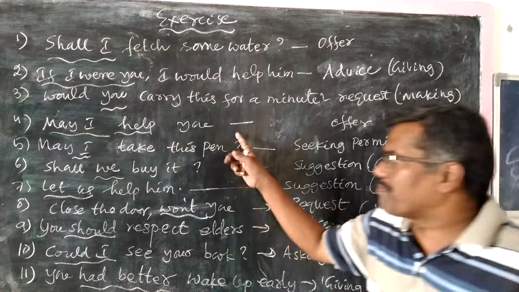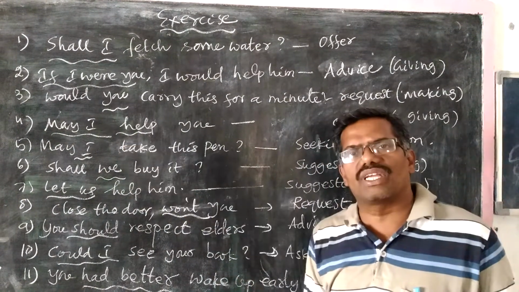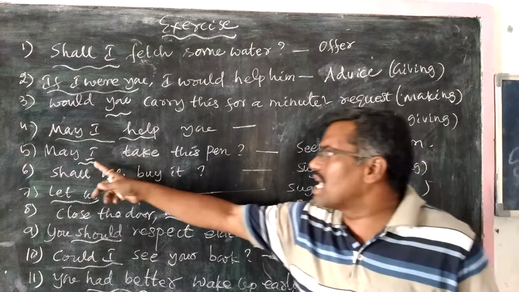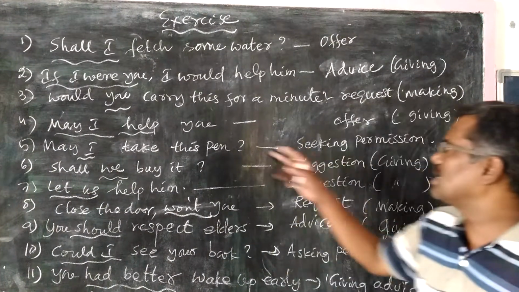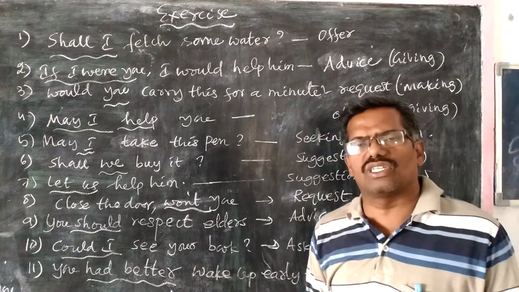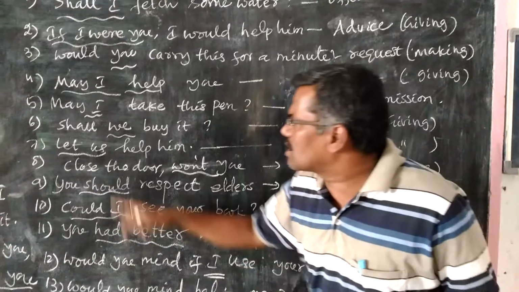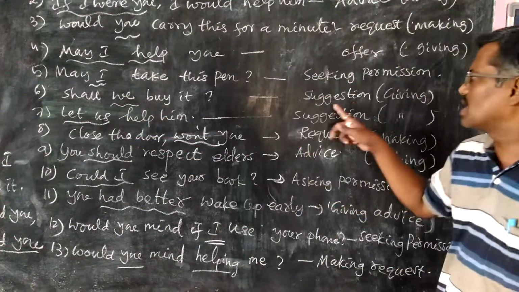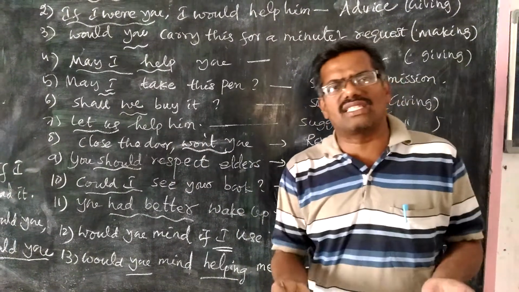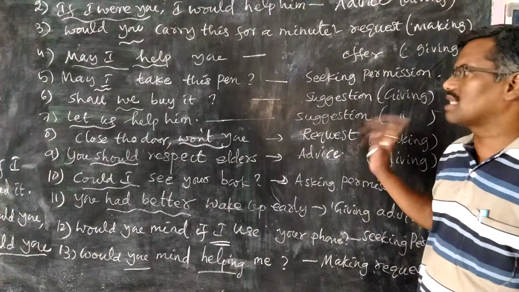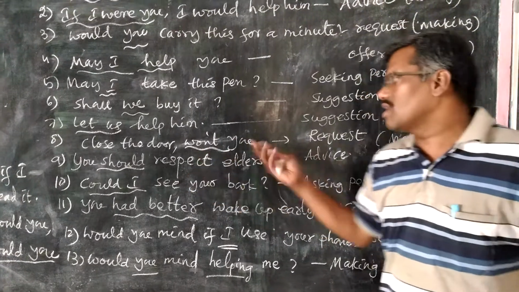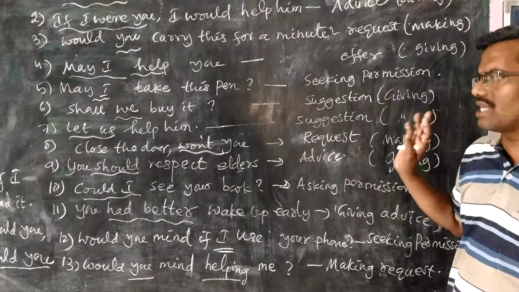And next, may I help you? Whenever help is there, we can easily say that it is an offer. May I take this pen? Whenever I is there without help, then it is seeking permission. Shall we buy it? Whenever we is there, we can say it is a suggestion. Let us help him. Whenever let is there, we can say it is a suggestion. Next one, close the door, won't you? Whenever a question tag is there, we can say that directly it is a request.